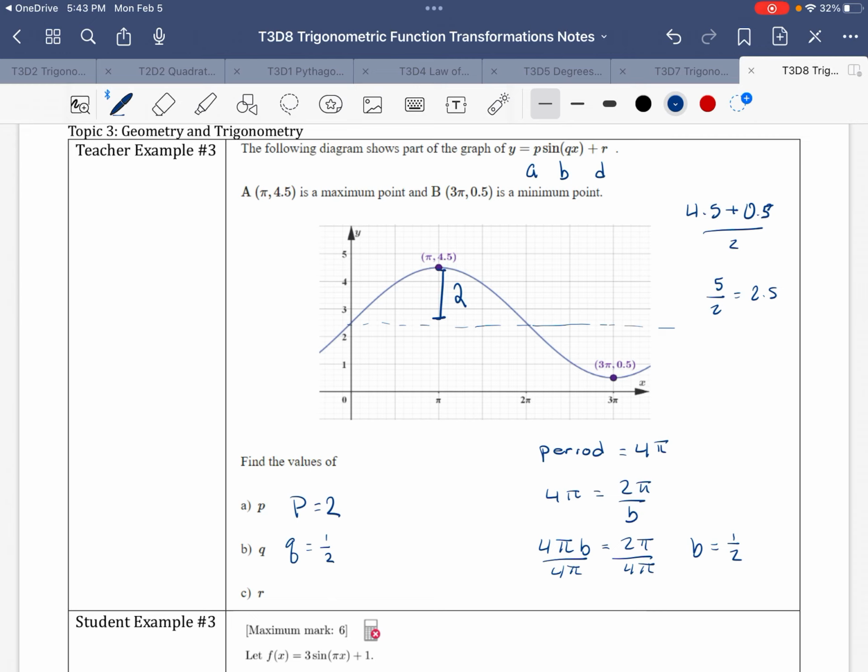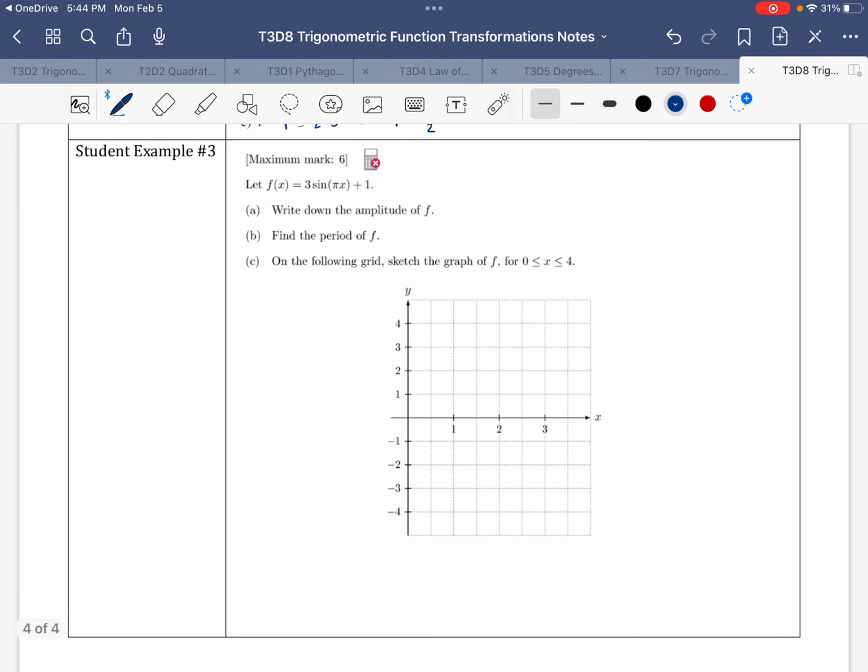And then lastly, we have r, and r represents our vertical shift. So in this case, how much has the center line moved up or down from 0? And in this case, we went up 2.5, so we would say that r equals 2.5, or r equals 5/2. Okay, go ahead and try student example number 3 on your own.